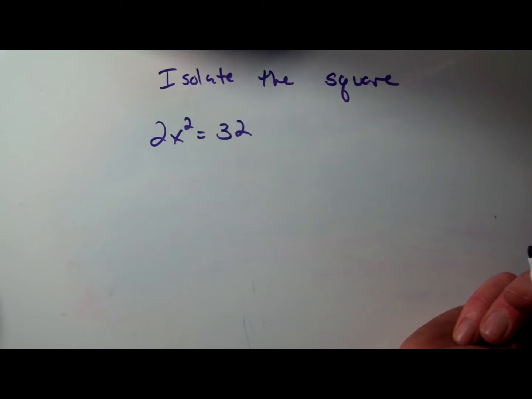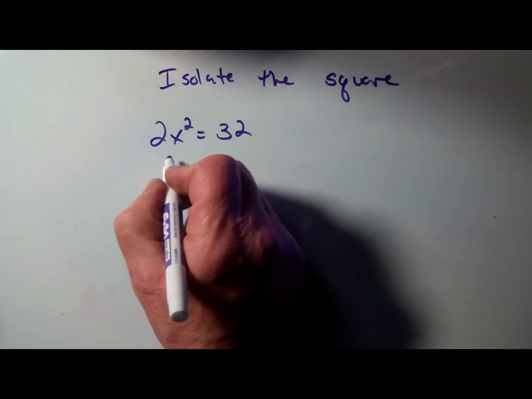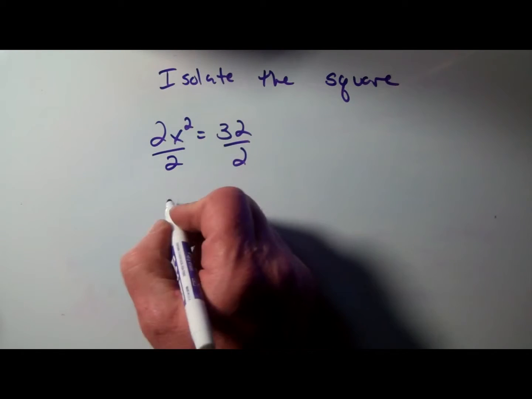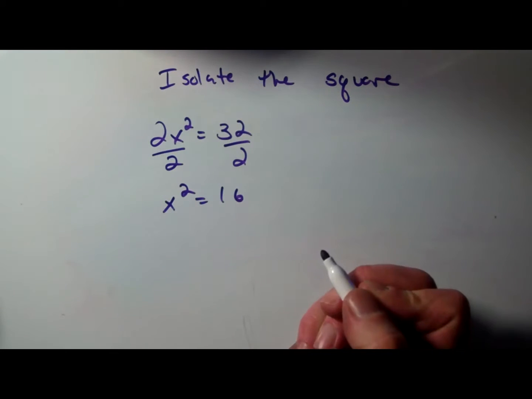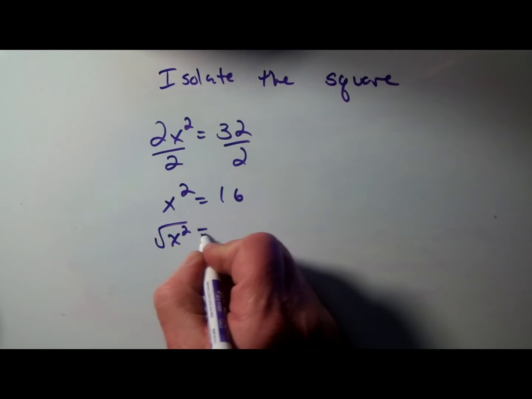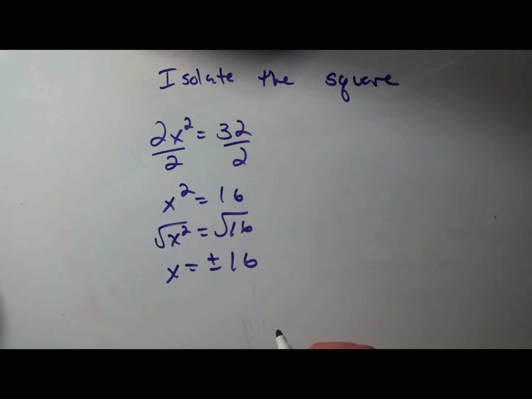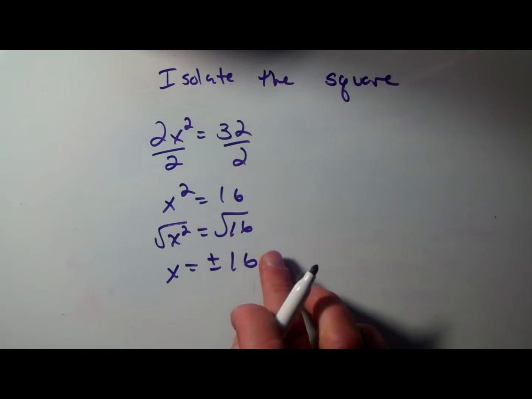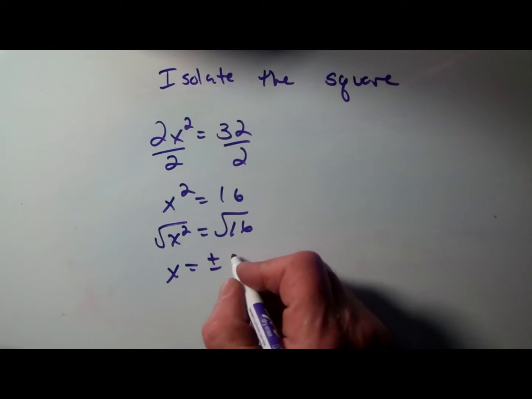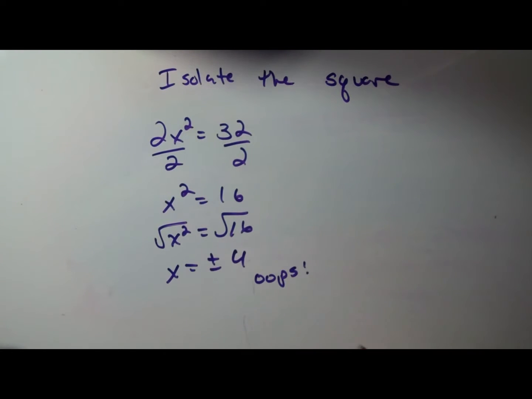So here I have 2x squared equals 32. Now I got to get that x squared alone, so what I'm going to do is divide both sides by 2, and that leaves x squared equals 16. Take the square root of both sides and end up with x equals plus or minus, hooray, x equals plus or minus 4. Remember to take the square root. Oops.